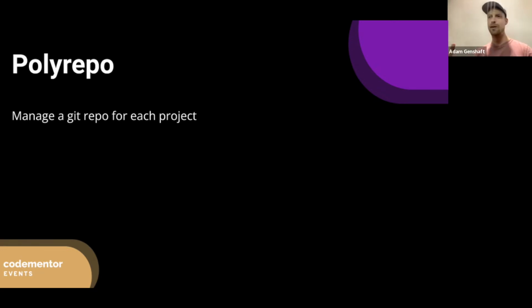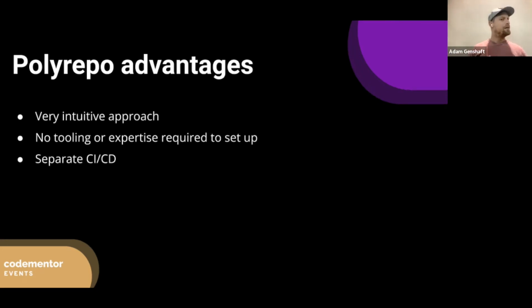So polyrepo essentially means that we manage a Git repo for each project. Polyrepos also have a few advantages. It's a very intuitive approach, right? We have a project, a repository, a single one-to-one relationship, and there is no tooling or expertise needed to set it up. Each repository has its own CI/CD, which has a lot of advantages in comparison to a monolith, because we can test, build and deploy things independently.